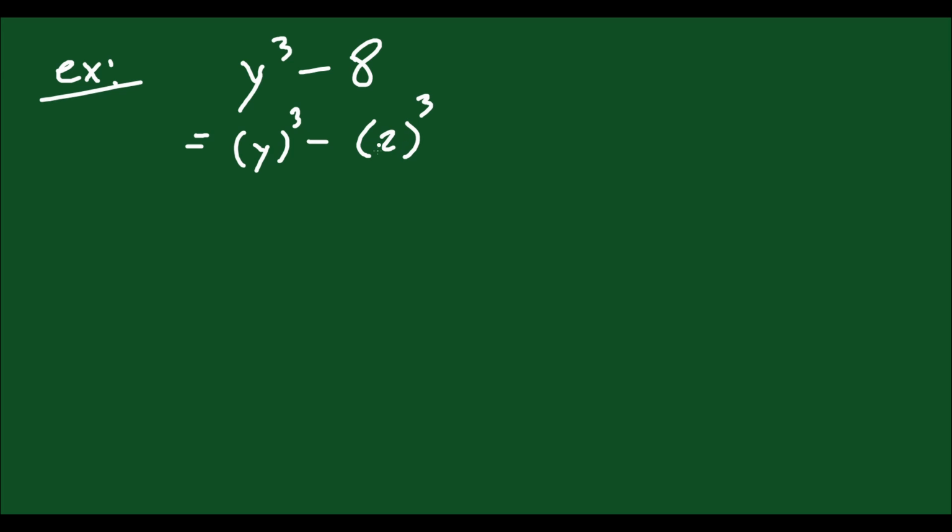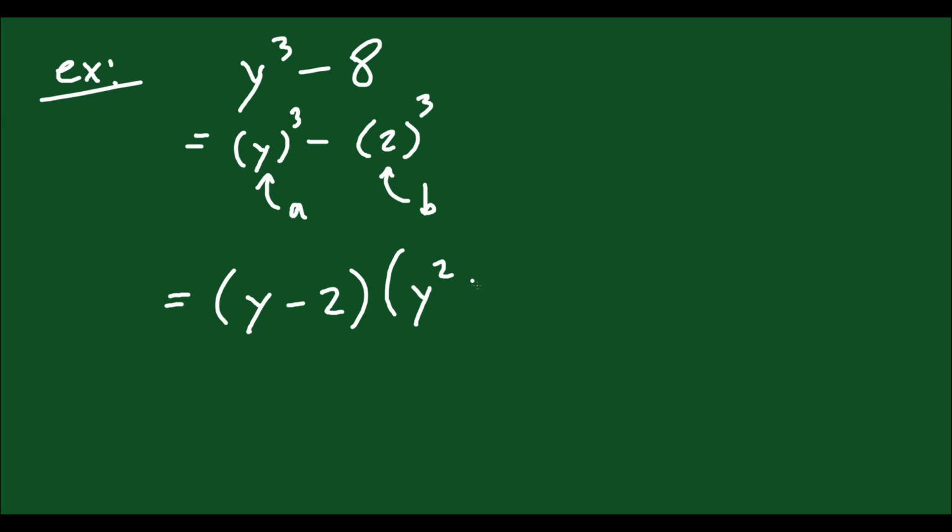We can do the same thing if there's a difference, if they're being subtracted. So let's say we have y cubed minus 8. That's like saying, okay, y is the a value because it's y cubed minus 2 cubed. So a is y and b is 2. So your final answer, you follow the pattern, a minus b, so y minus 2, times a squared, so y squared, plus a times b, so 2y, plus b squared, so 2 squared, or 4. And that's your final answer.